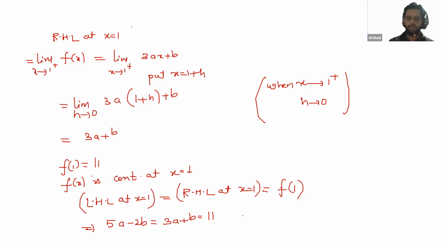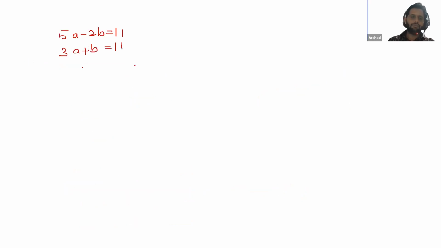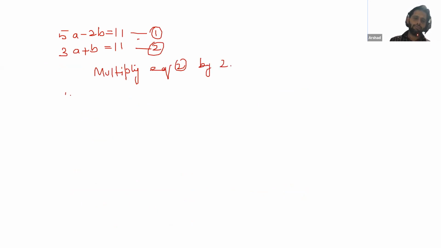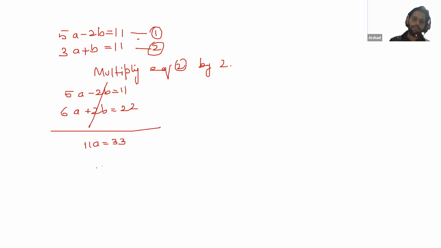No, Abdur, it is not correct. Please check here. So this is a linear equation. This is first and this is 2. Multiply equation 2 by 2. So you will get 5a minus 2b is equal to 11, and this is 6a plus 2b is equal to 22. Okay, add, this will cancel out. 11a is equal to 33. A is equal to 3.